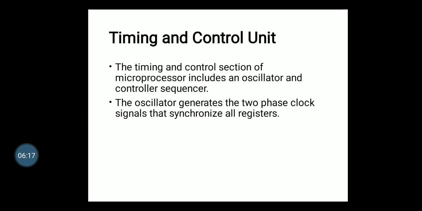Next one is the timing and control unit. The timing and control section of the microprocessor includes an oscillator and controller sequence. The oscillator generates the two-phase clock signals that synchronize all the registers.